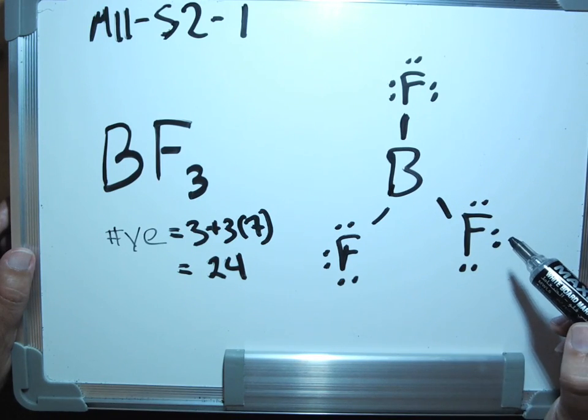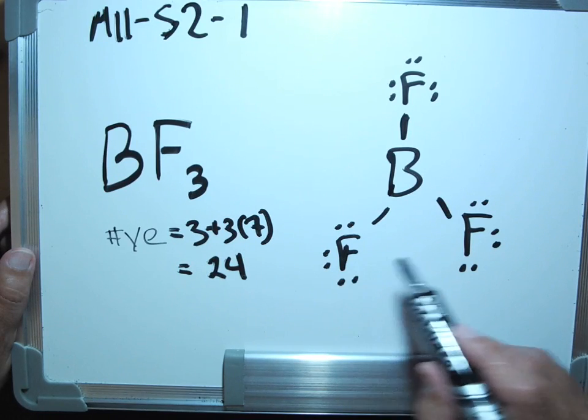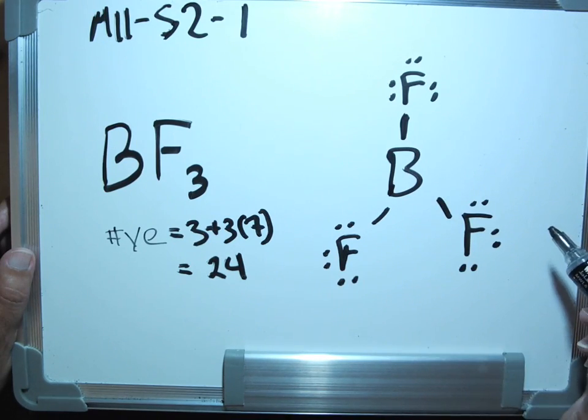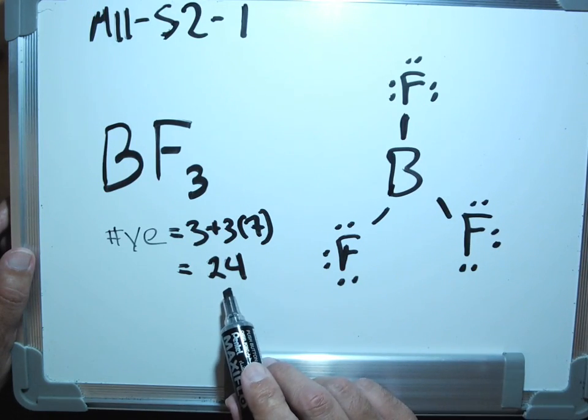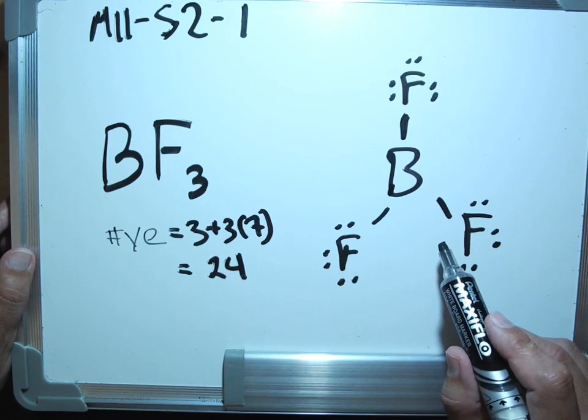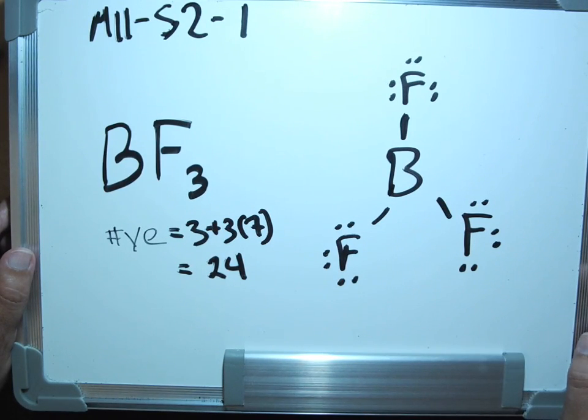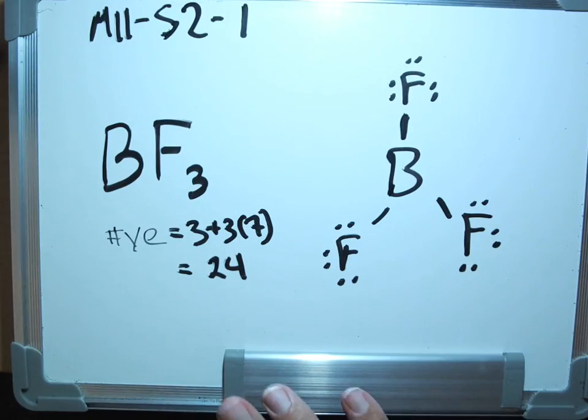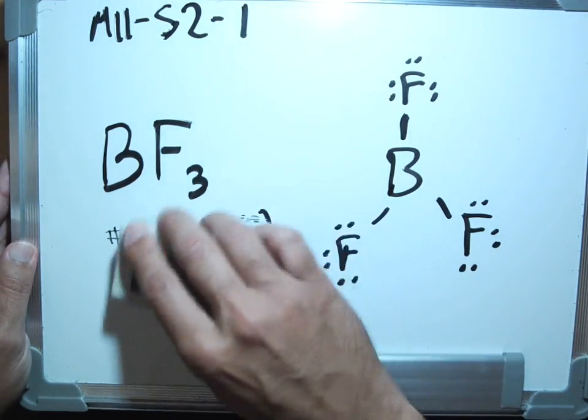We now need to check to see that we have used the required number of valence electrons. We have 8 times 3 for 24. Indeed, we had 24 available. This is the correct Lewis diagram for boron trifluoride. All right, let's do one more.